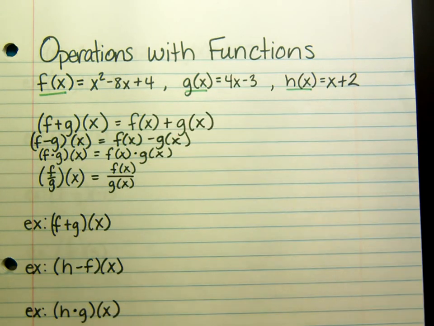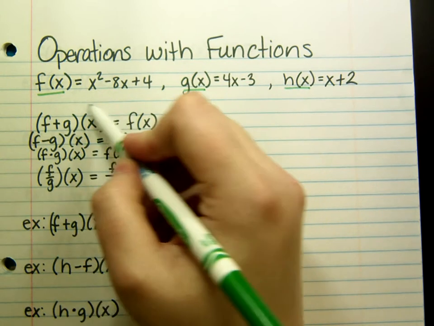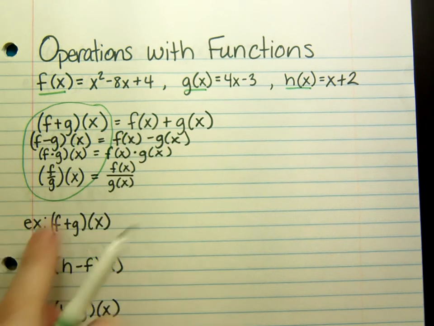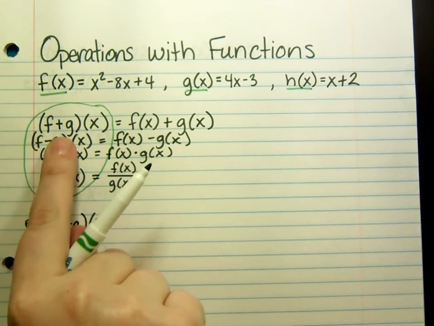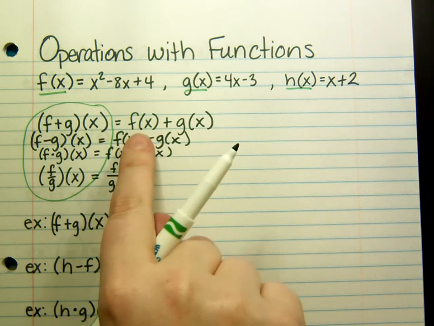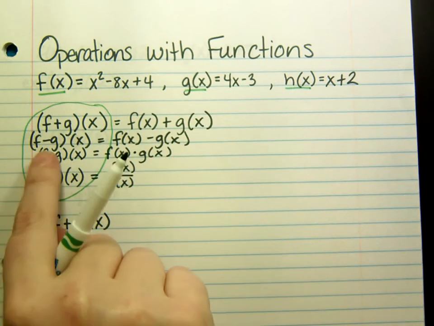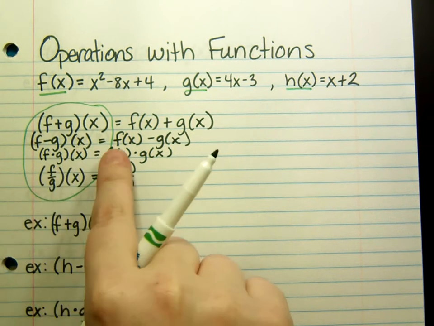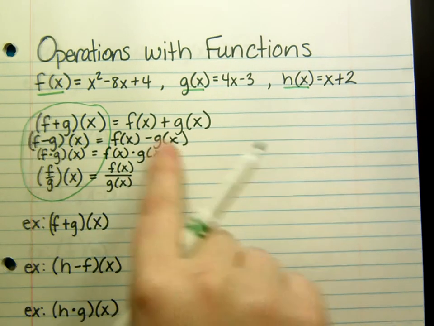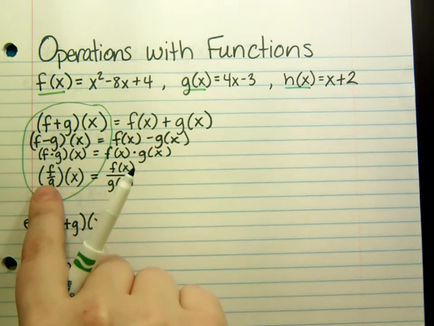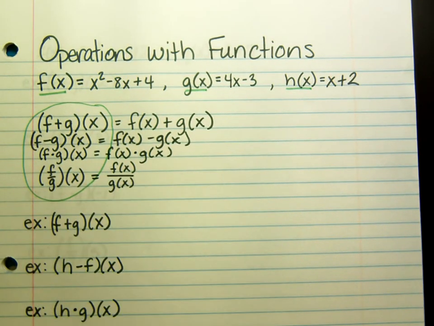Now, most of the time, you're going to see what the request is, what you're required to do to the functions, written in this form. So, for instance, f plus g of x means you take f of x plus g of x. Or f minus g of x means f of x minus g of x. This one is multiply, means you multiply the two functions, or this one, divide.